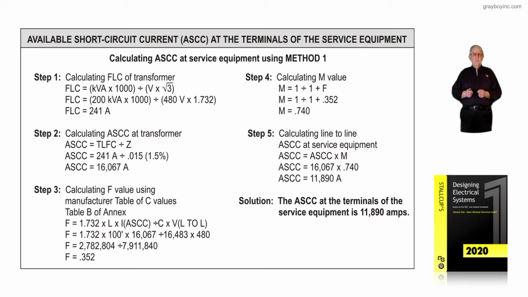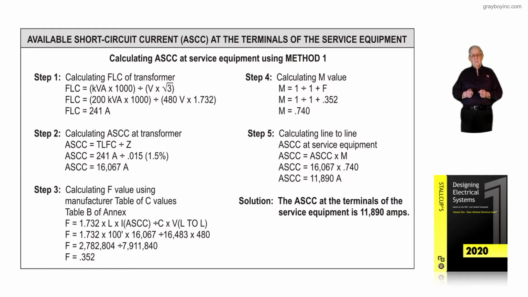Now this illustration deals with calculating the available short circuit current at the terminals of the service equipment. Now 110.10, as previously stated, of the NEC would allow anything that is in the available short circuit current path to be used to reduce the available short circuit current at the point of delivery.